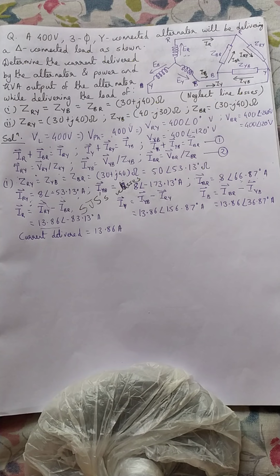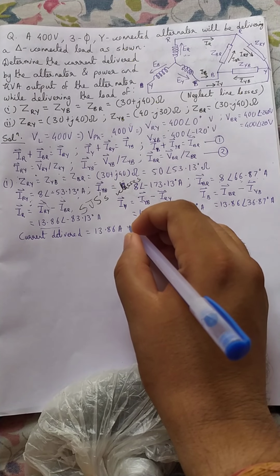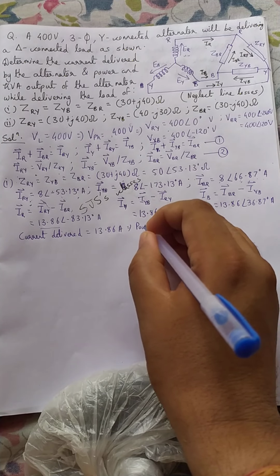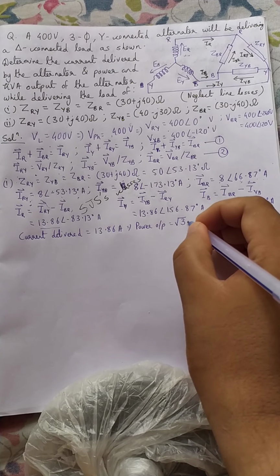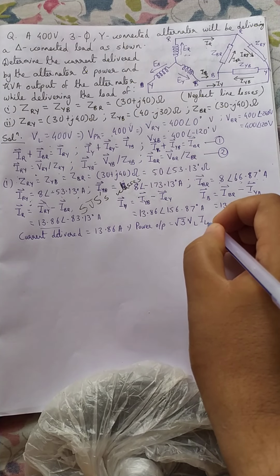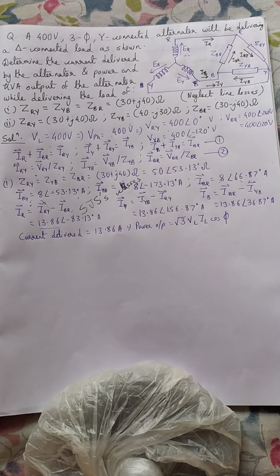Now what is the power output of the alternator? It is a balanced load. So what we know is that the power output, that is basically the active power, would be root 3 into VL into IL into cos phi, where phi is the phase angle.